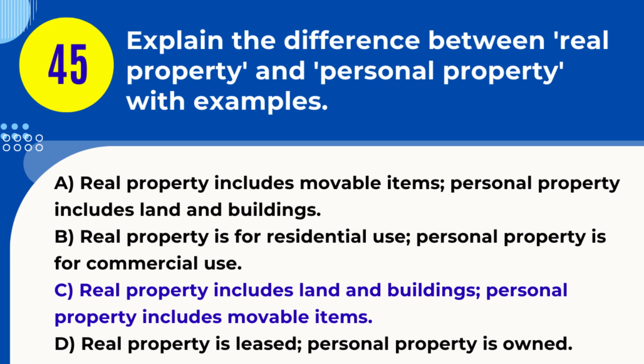Answer. C. Real property includes land and buildings. Personal property includes movable items. Explanation. Real property refers to land and anything permanently attached to it, like buildings. Personal property includes movable items like furniture.